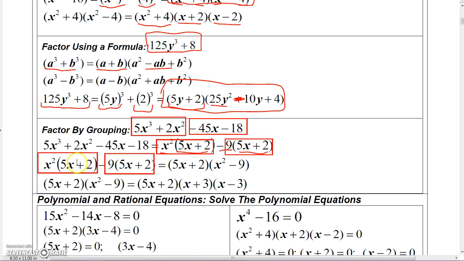So what happens if I factor the 5x plus 2 out of the first term? If I factor it out of the first term, I'm just left with the x squared. But then if I also factor it out of the second term, I'm left with the minus 9. Now again, don't pat yourself on the back just yet, because when we say factor, we want you to completely factor. And notice that this x squared minus 9 actually can be factored again into x plus 3, x minus 3. So when we finish that, we have 5x plus 2 times x plus 3 times x minus 3.